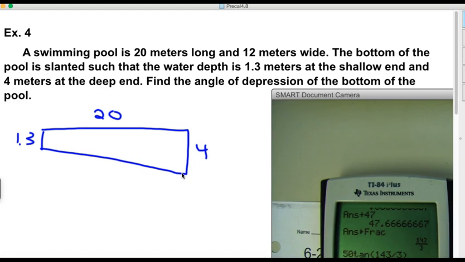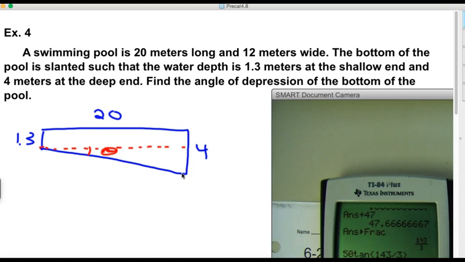Okay, so what we're looking for is, if you can imagine a dotted line straight across here, we're looking for this angle. I'm going to put a theta in there. So we're looking for this angle in here. What's the angle of depression to drop down? If I was making this pool, what kind of angle would I have to put that on to drop it down from 1.3 meters to 4 meters?